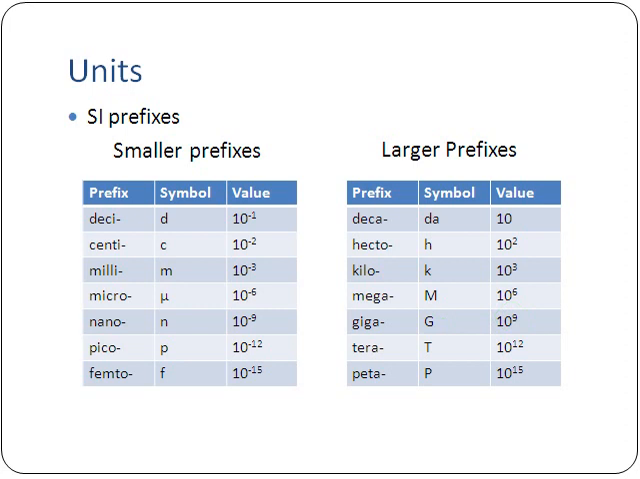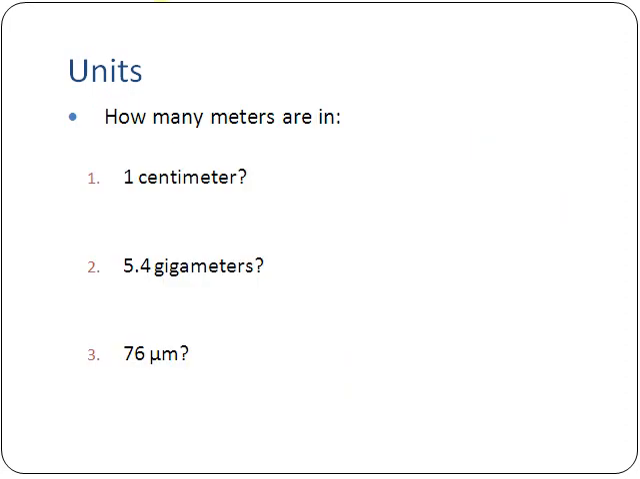So let's take a look at some examples on this. First question, how many meters are in 1 centimeter? Well, let's break this down. To do this, we want to say, all right, what's the prefix? The prefix is centi. And since the prefix is centi, what does centi mean? Well, if you look it up, you'll see centi means 10 to the negative second.